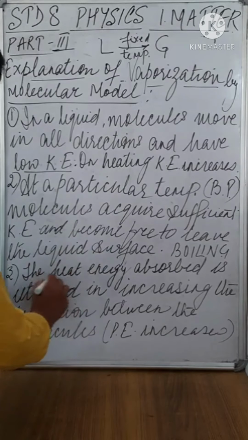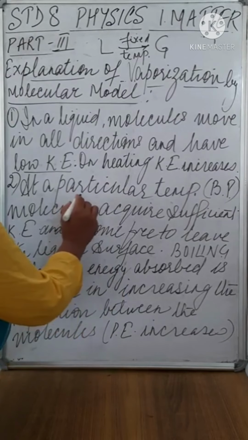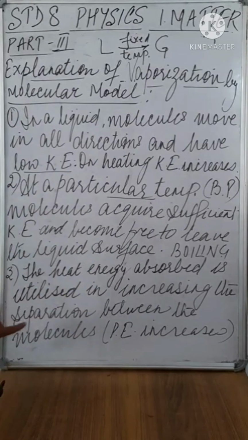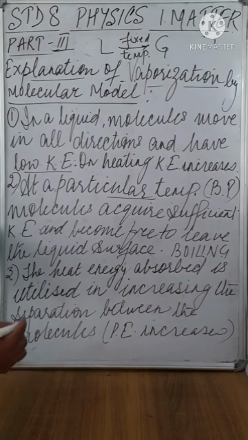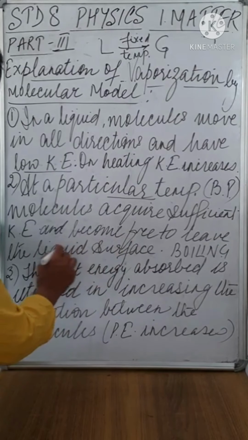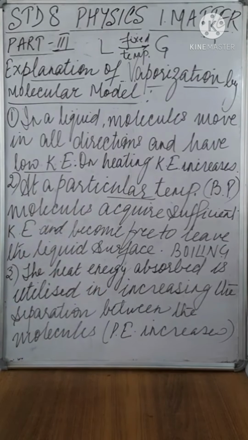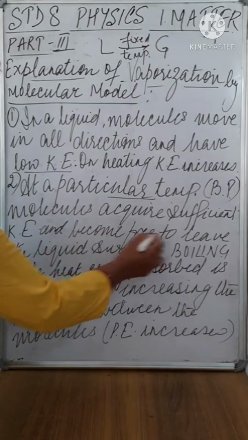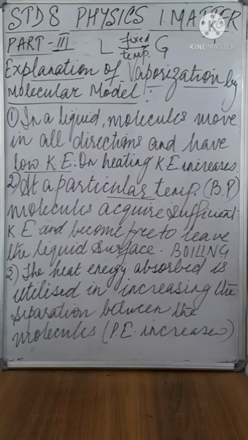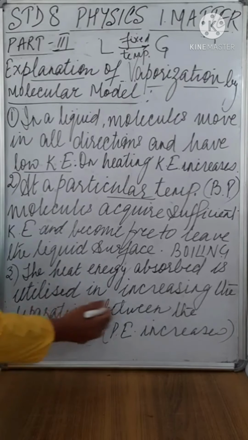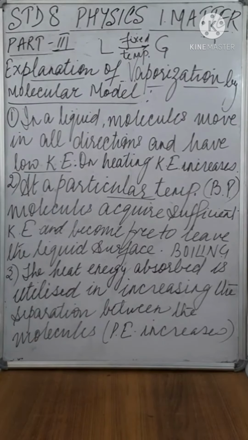Next, further absorption of heat energy. During the process, whatever heat energy is absorbed at this temperature is utilized in increasing the separation between the molecules. That is, potential energy increases and the substance changes from its liquid state to the gaseous state. At this point, the liquid starts changing into its gaseous state and becomes free to leave the liquid surface, and this process is called boiling. And this is similar to the process of melting. The heat energy absorbed is utilized in increasing the separation between the molecules, that is, its potential energy increases.